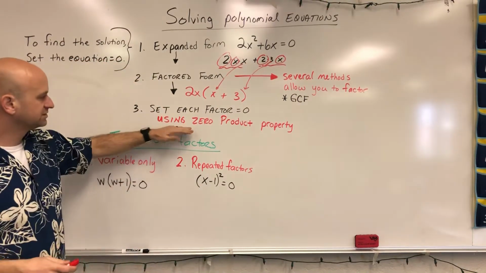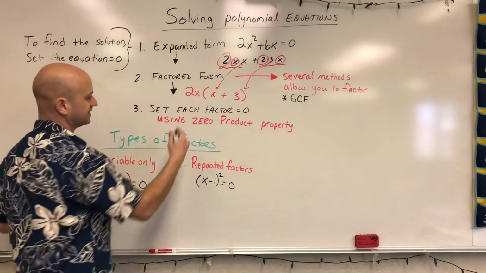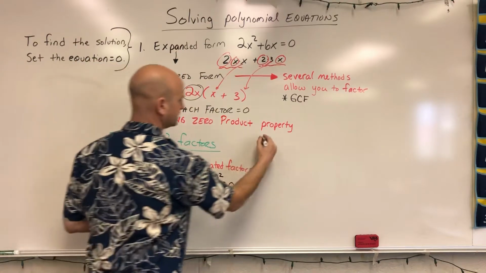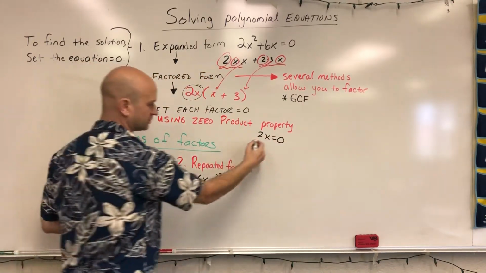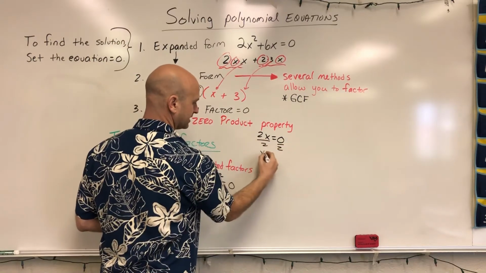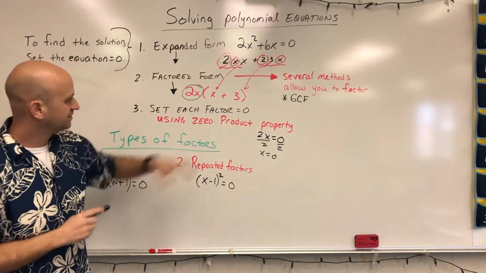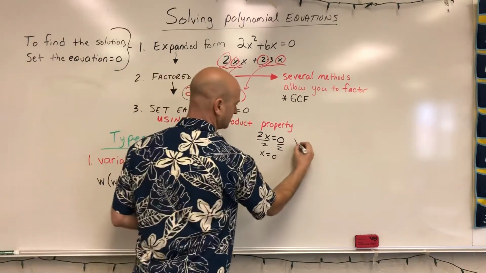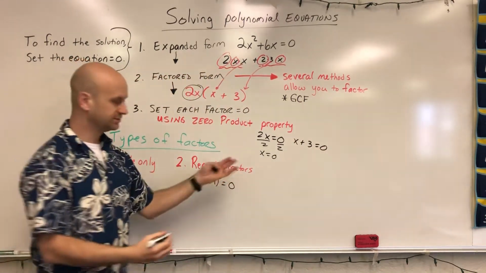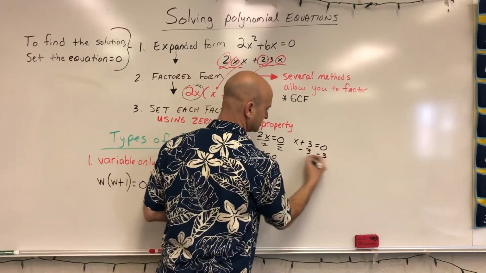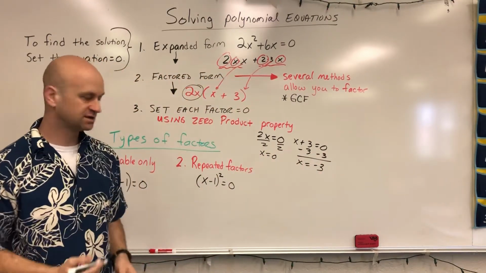All right, now what we're going to do is set each factor equal to 0. So we have two factors here. We have a factor of 2x. So 2x equals 0, and now we're going to solve. We're going to divide by 2, and we get x equaling 0. So one solution is 0. Now the other factor is x plus 3. So we're going to set that equal to 0. And then to solve, we would subtract 3 from both sides and get our solution of x equaling -3.